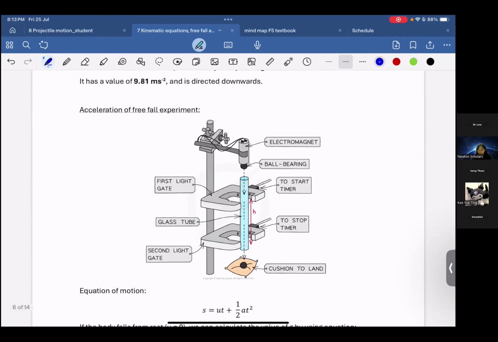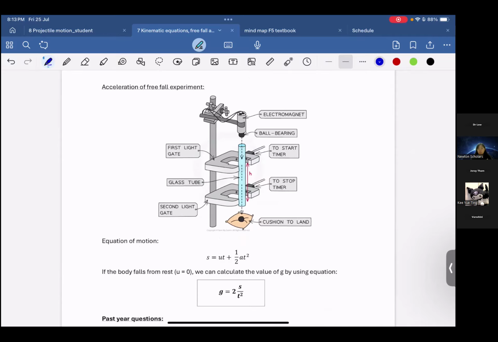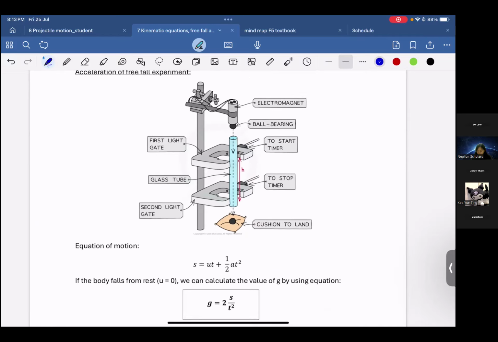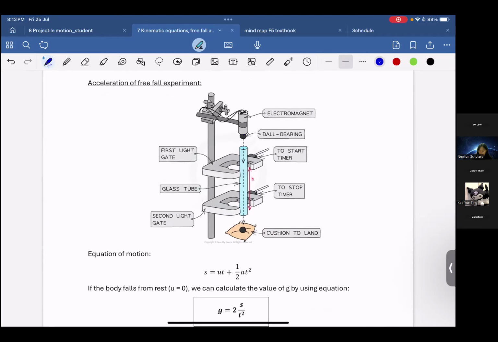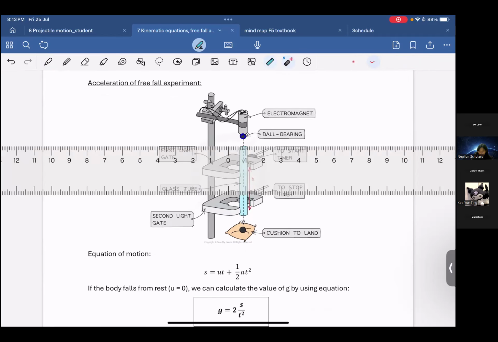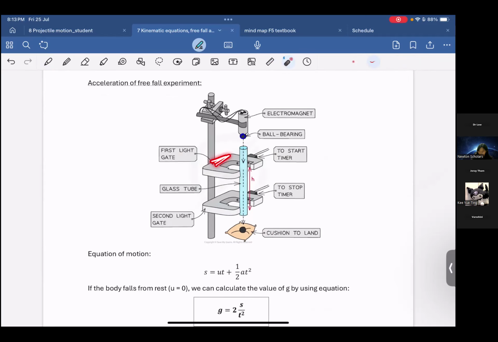So how do we find it? This is the experiment. They have an electromagnet to hold the ball. In Year 7 and Form 5, we learn about electromagnets. When we switch it on, it acts like a magnet. When we switch it off, it demagnetizes and releases the ball. At here, these two can be adjusted. They will be used to count the time.